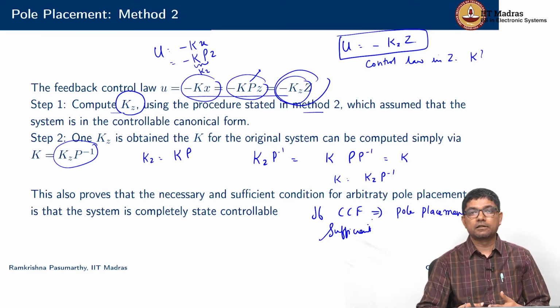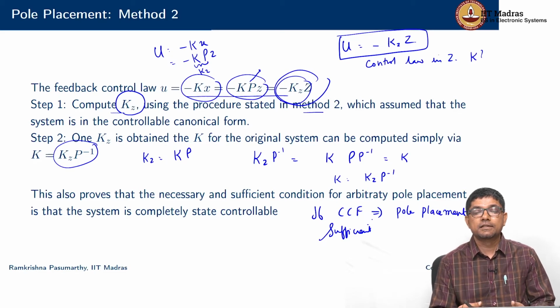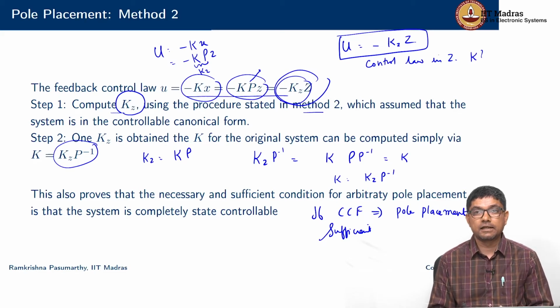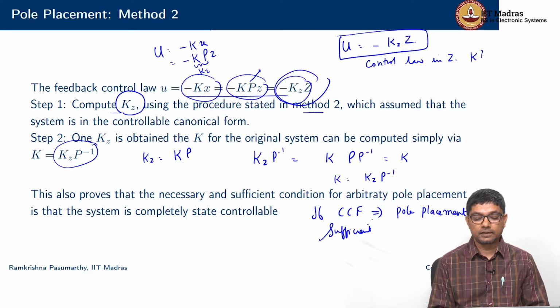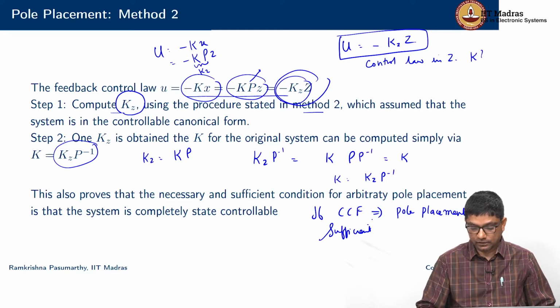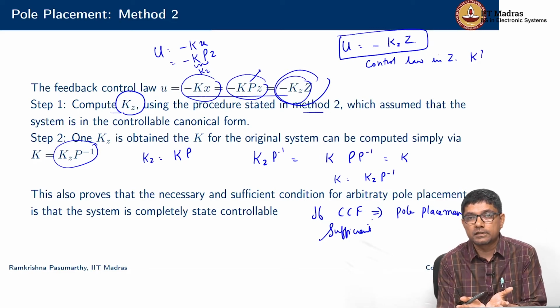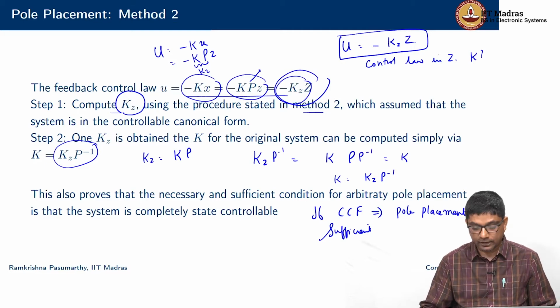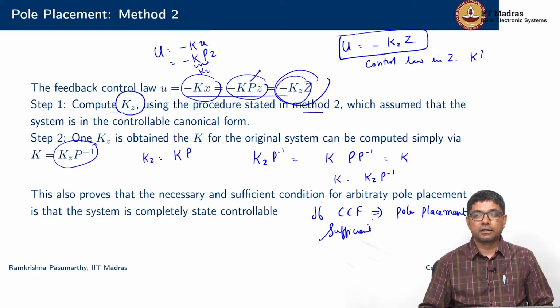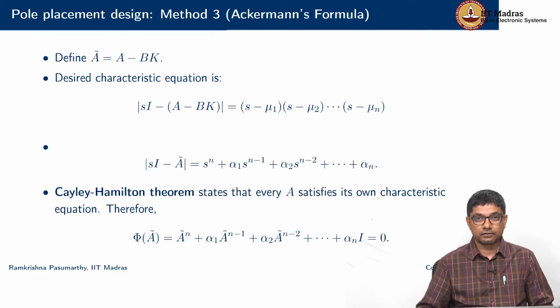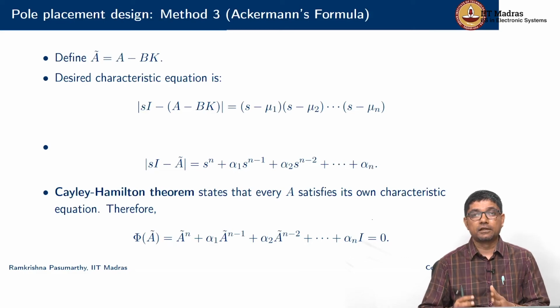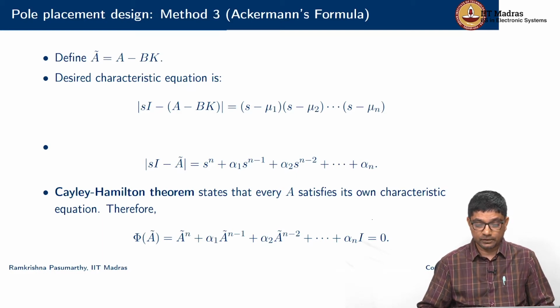Earlier in the lecture, we inferred that this is also a necessary condition, and therefore, the necessary and sufficient condition for arbitrary pole placement is that the system is completely state controllable. I cannot do a formal mathematical proof, but via these two conditions, it is easy to see why we say that the necessary and sufficient condition for complete or arbitrary pole placement of all the poles is that the system be fully state controllable.